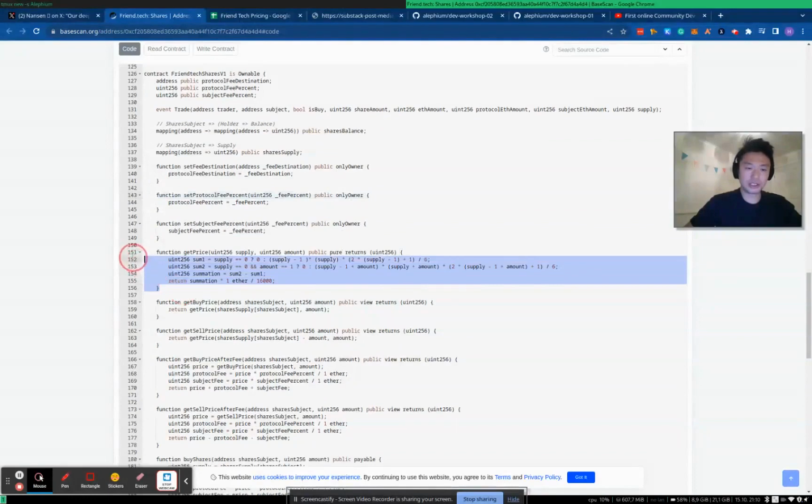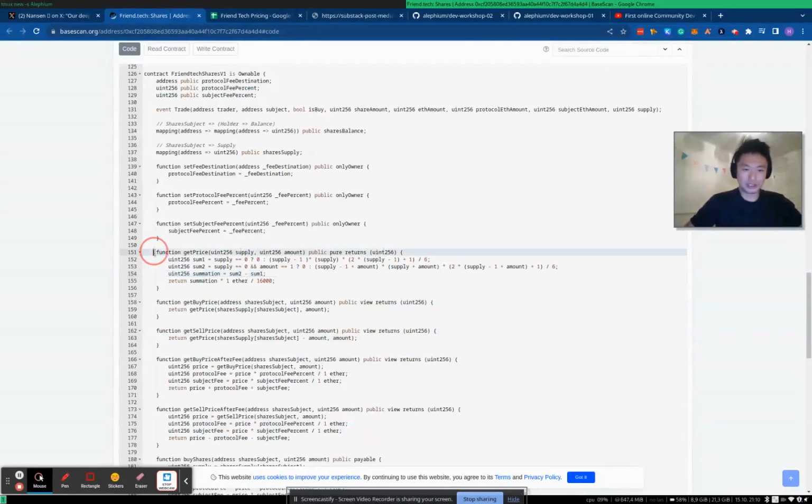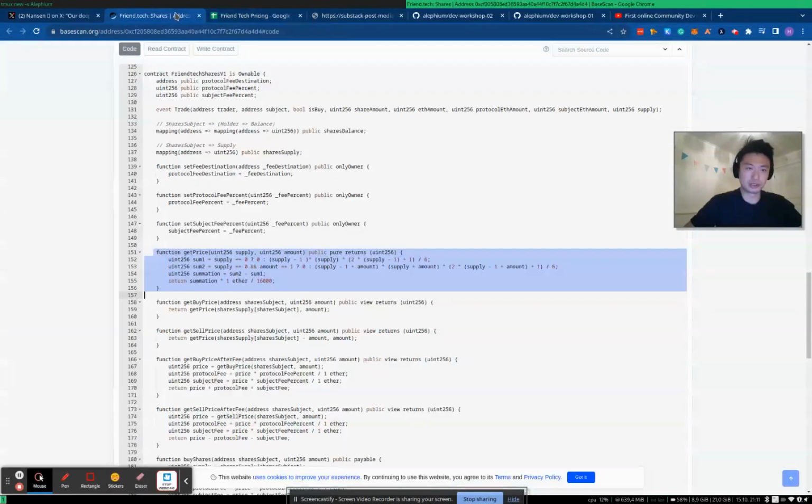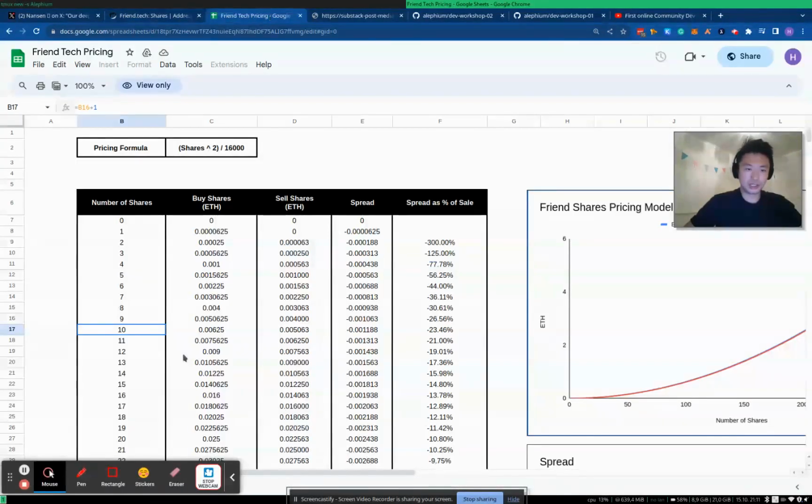And the next function is quite interesting as well. It's getPrice. What it takes is the supply and also the amount, and it returns a price. Even though it looks quite complicated, what it does is calculate the price based on the number of shares. The first one is the number of outstanding shares. The second one is how many shares you want to buy. So for example, if the number of outstanding shares is 10 and you want to buy 3 shares, it will return basically these 3 values added up together.